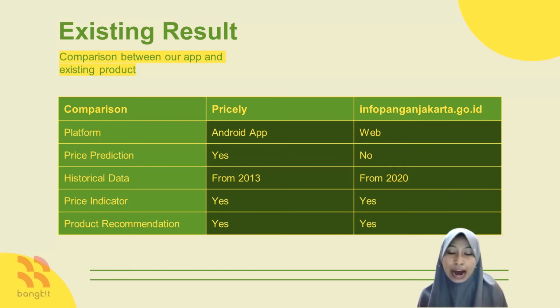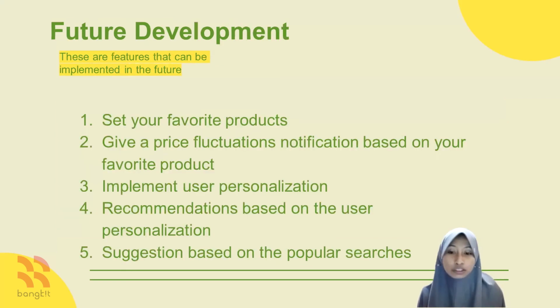The comparison between our app and an existing product: we use Android app as a platform, and we have price prediction and historical data from 2013. In contrast, infopanganjakarta.co.id uses a website as a platform, and there is no price prediction, and their historical data starts from 2020. Next, there are features that can be implemented in the future.